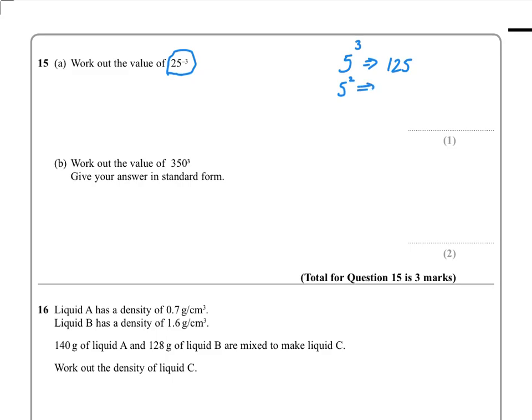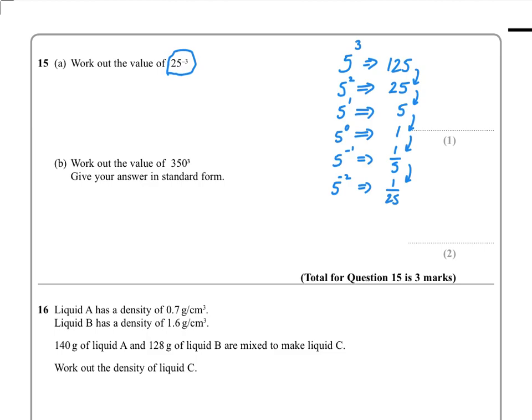5 squared is 5 times 5, which is 25. 5 to the power 1 would be 5. 5 to the power 0, well, each of these are becoming 5 times less. You're dividing by 5 consistently here, so you're having 1 here. 5 to the power minus 1 then would be 1/5, because it's 5 times less. 5 to the minus 2 would be 1/25, and so on.